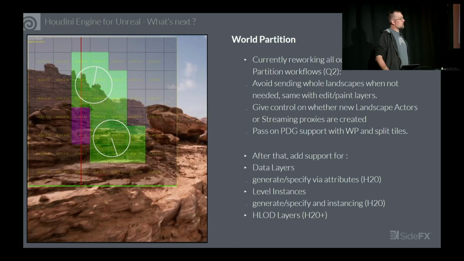We are currently, and by currently I mean right now, that's being worked on by my colleagues as we speak, doing a pass on making sure everything is smooth. Once all of that is done, we're going to be taking a look at adding support for data layers. The idea is to be able to generate and specify them via attributes. That's planned for H20. Level instances, so generate or specify them via attribute as well, and the possibility to instantiate level instances as well. And HLODs will be coming, we'll be taking a look at them, but probably after the H20 release.